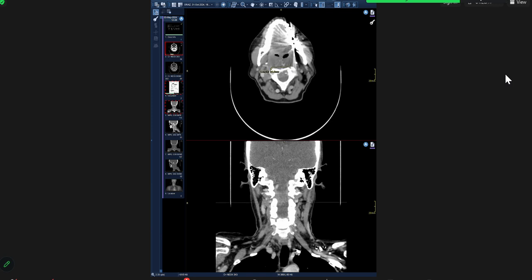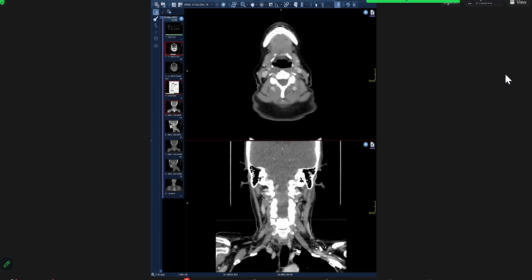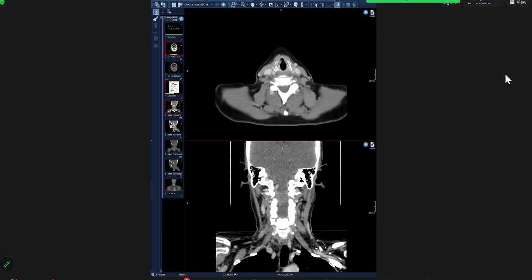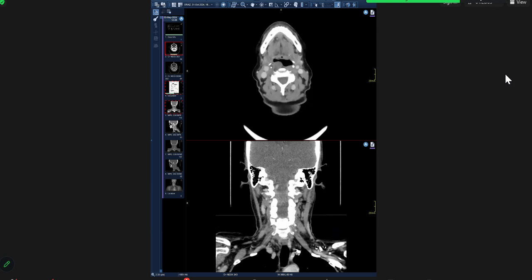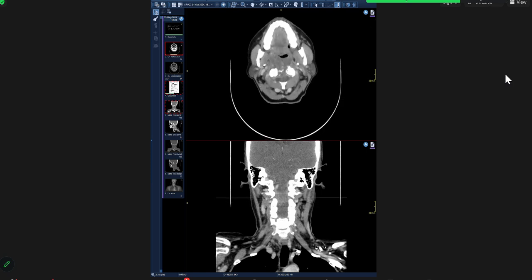Okay, so this is causing destruction of the adjacent vertebral bodies, and it's a large soft tissue opacity seen in the paravertebral region, causing severe narrowing of the supraglottic region. There are multiple enlarged cervical lymph nodes as well.